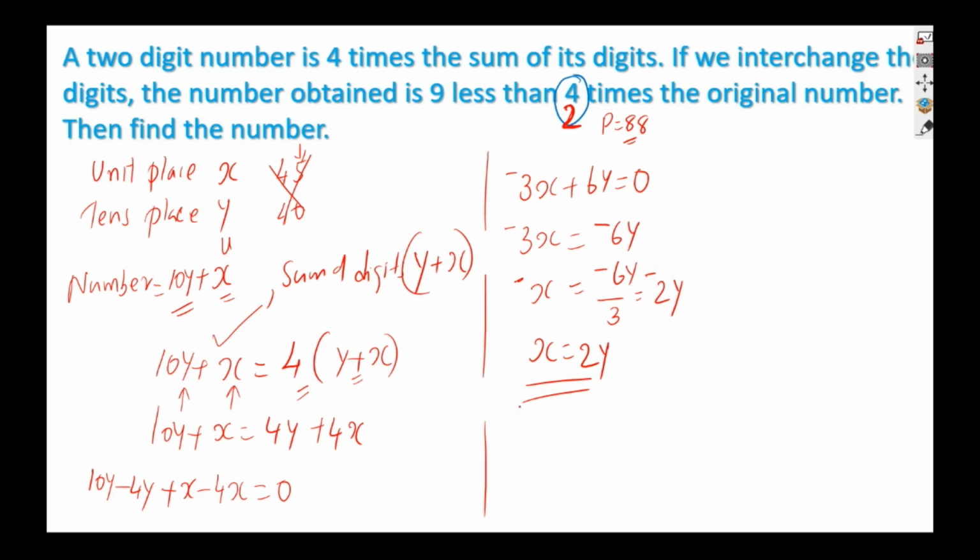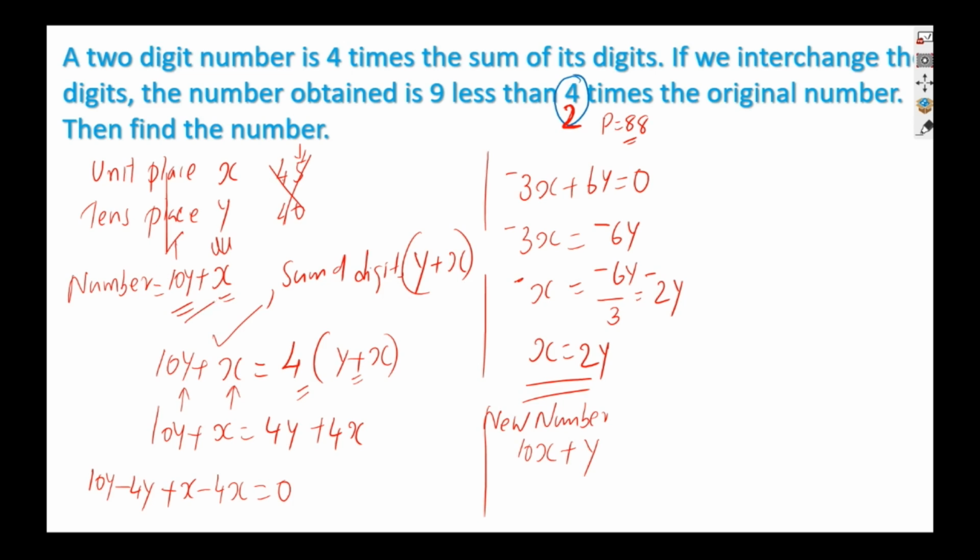There is a second condition. The second condition I have gone wrong in writing, but it can be solved if it is 2 only. If we interchange the digits, the number obtained is 9 less than 2 times the original number. Now interchanging the digits means this is in tens place, this is in unit place. Interchanging will result in a new number. The new number is, instead of 10y plus x, it will become 10x plus y.